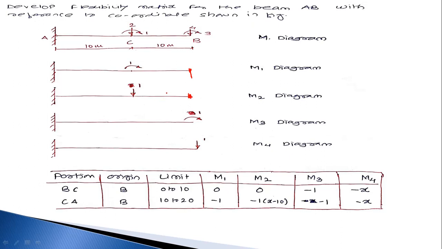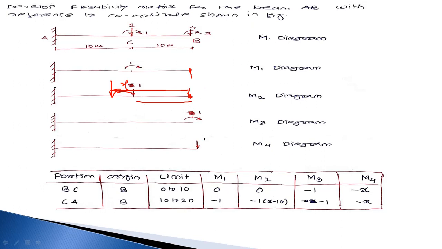With respect to B, what is the moment due to this 1 kilonewton force? That is 1 into, suppose this is the 10, and this load moves from C to A, and this distance is X, and suppose this is the load acting at distance of X from point C. So it becomes X minus whatever the CB distance is, 10, and the direction of the moment is anti-clockwise. So minus 1 into X minus 10, and that X measures from point B. This is for the M2 diagram.